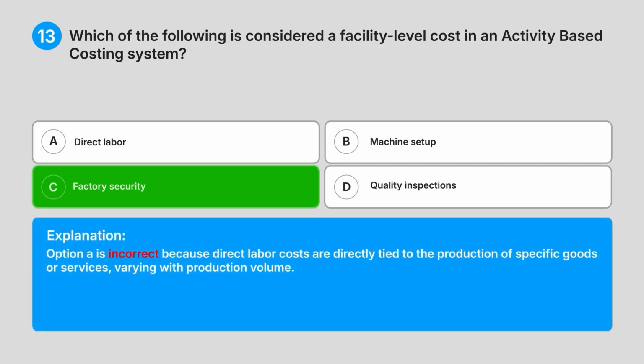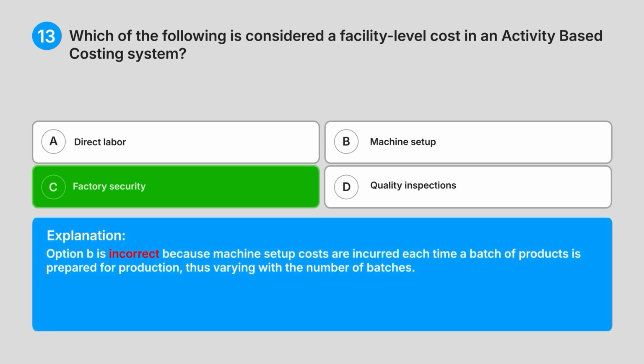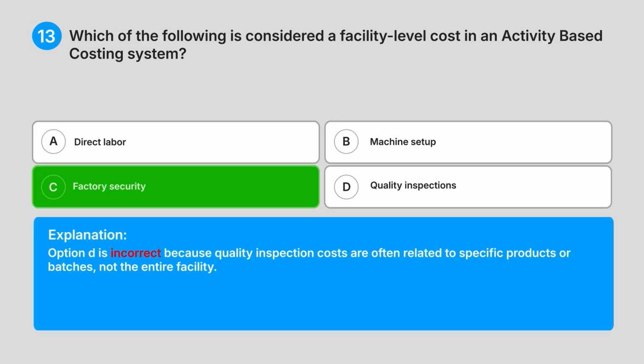Option A is incorrect because direct labour costs are directly tied to the production of specific goods or services, varying with production volume. Option B is incorrect because machine setup costs are incurred each time a batch of products is prepared for production, thus varying with the number of batches. Option D is incorrect because quality inspection costs are often related to specific products or batches, not the entire facility.